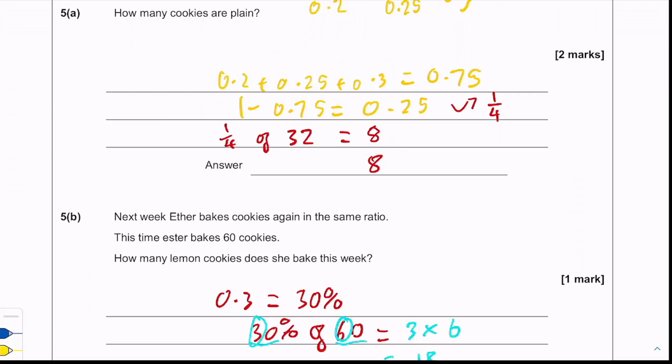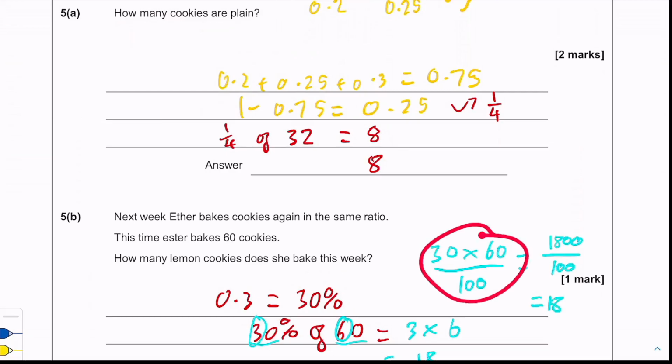Let me just explain this rule in a bit more detail because I don't want you to just rely on this. What we can do is we can do 30 multiplied by 60 and then divide by 100. So this will get us 1800 over 100, which is equal to 18 as well. So that's pretty much what this rule is doing. Don't rely on this rule, it's just a shortcut. If you fully understand the concept, do this method instead.